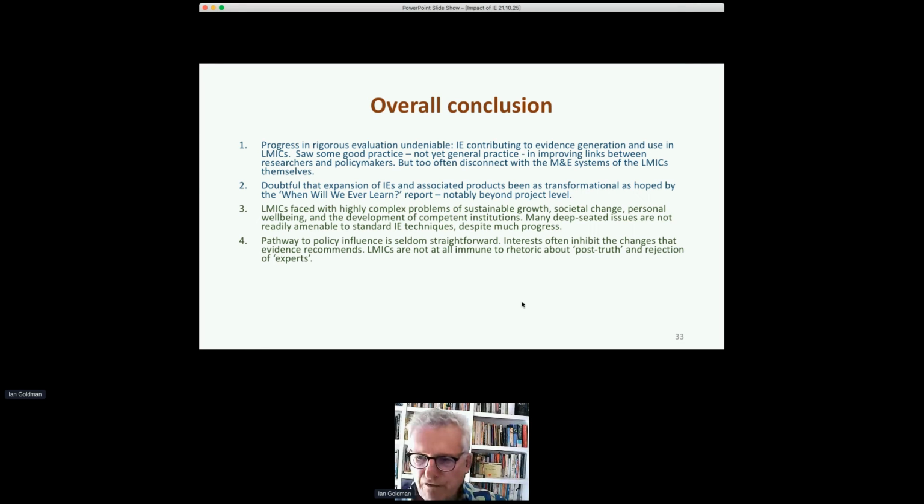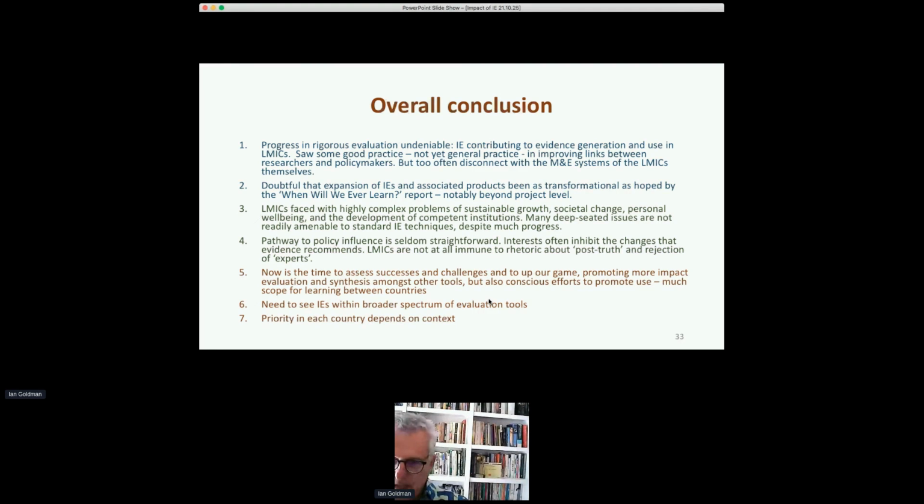And countries are faced with very complex programs and the development of institutions to address these. And some of these deep-seated issues are not readily amenable to standard IE techniques. The pathway to policy influence is seldom straightforward, and interests often inhibit the changes that evidence recommends. And we all know that evidence is only one of the factors that people take in mind.